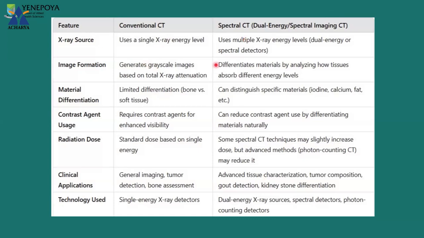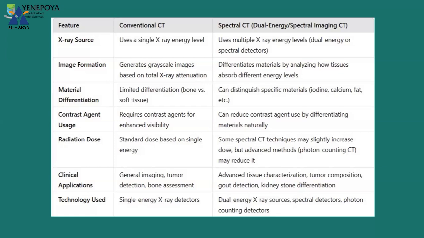The other difference is regarding image formation. Conventional CT generates grayscale images based on the total X-ray attenuation. But spectral CT differentiates materials by analyzing how tissues absorb different energy levels. Some tissues will have a certain attenuation coefficient, and some will have a different attenuation coefficient, and it will differ based on the kVp that is being used.